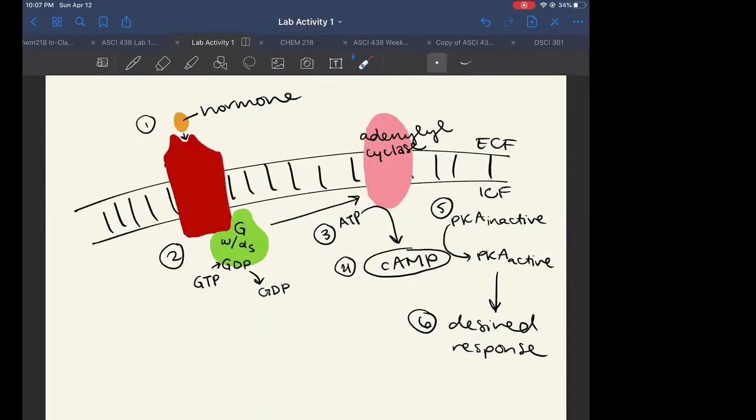So when the first messenger, or hormone, binds to the receptor, the G protein with subunit alpha sub S is activated, and this does also require for GDP to be replaced by the higher energy version of itself, GTP. This active G protein is then able to activate adenylyl cyclase, which uses some ATP to produce the second messenger cAMP. cAMP is then able to activate protein kinase, which then triggers the desired response. This desired response might be activating enzymes, stimulating cellular secretion, or opening ion channels.